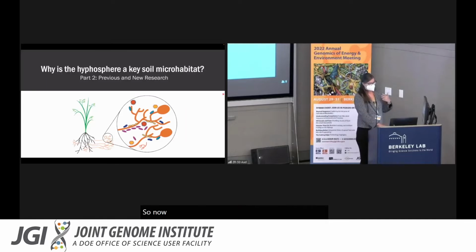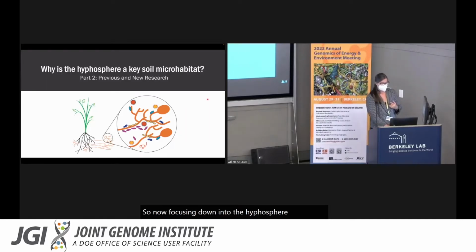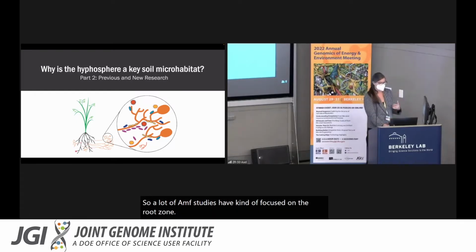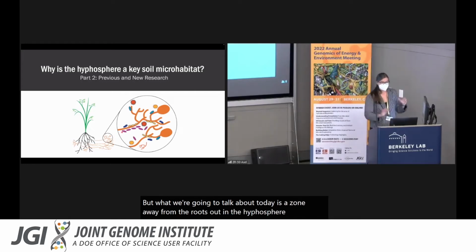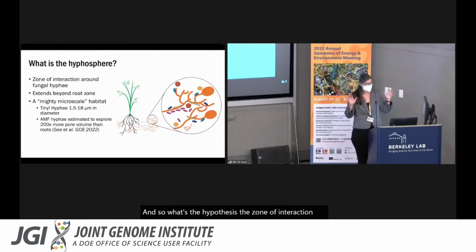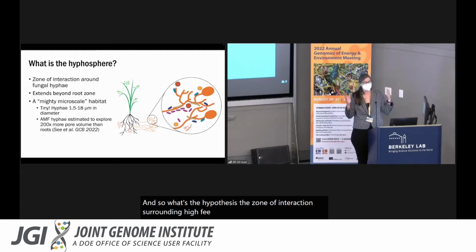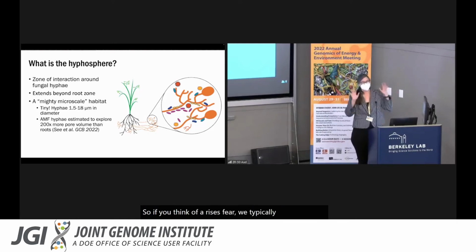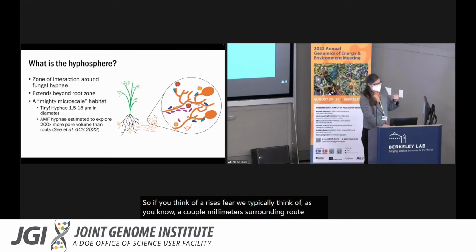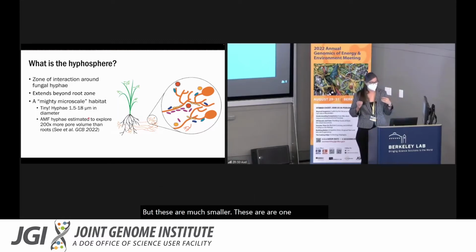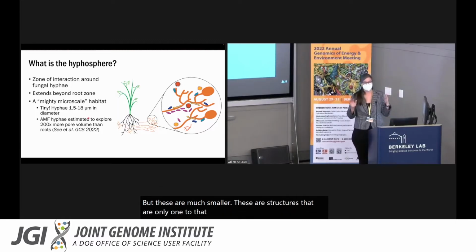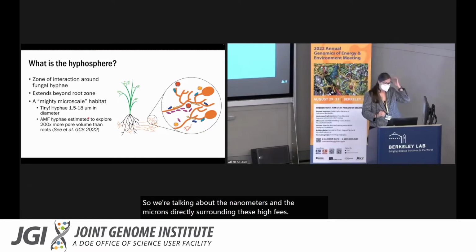So now focusing down into the hyphosphere. A lot of AMF studies have focused on the root zone, where the roots are interacting with these hyphae. But what we're going to talk about today is a zone away from the roots, out in the hyphosphere. So what's the hyphosphere? It's the zone of interaction surrounding hyphae. If you think of a rhizosphere, we typically think of that as a couple millimeters surrounding a root. But these are much smaller. These are structures that are only 1 to about 18 microns in diameter. So we're talking about the nanometers and the microns directly surrounding these hyphae. It's a very small zone.